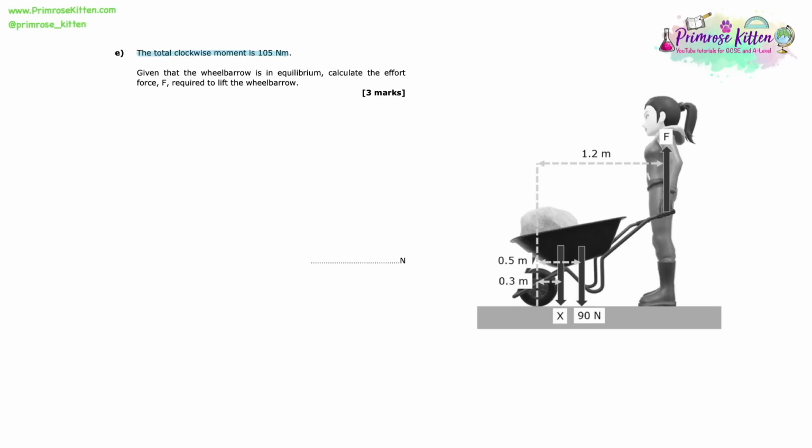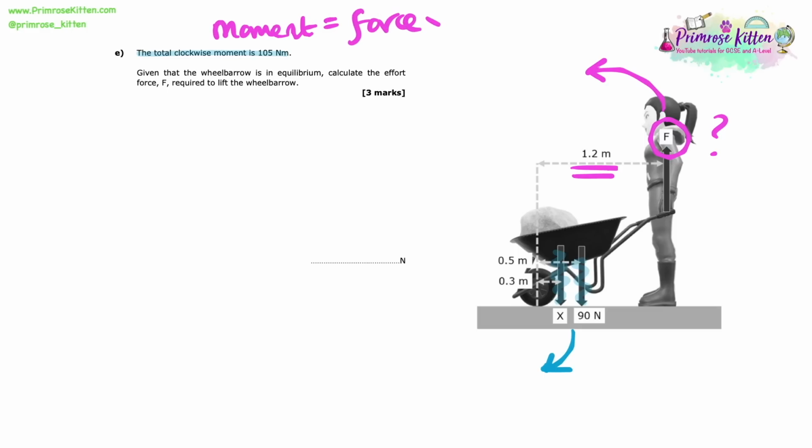Given that the wheelbarrow is in equilibrium, calculate the effort force F required to lift the wheelbarrow. So we've just said, haven't we, that if the system is balanced or in equilibrium, the clockwise moments are equal to the anti-clockwise moments. Well, we know that the total clockwise moment is 105 Newton meters. We need to work out then what the anti-clockwise moment is and set it equal to that. Now we know that moment equals force times the distance normal to that force, or at right angles to it.